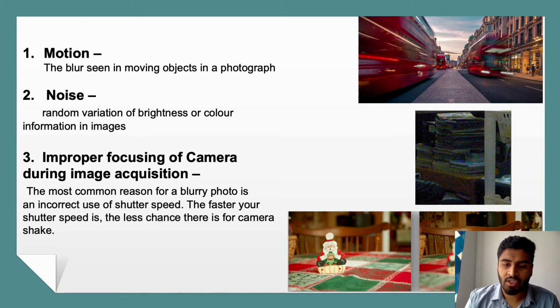When we take a picture from a DSLR or any other device, we always see an option of shutter speed. We have to set the shutter speed accordingly so that the image is perfect. The faster the shutter speed is, there's less chance that there is a camera shake.